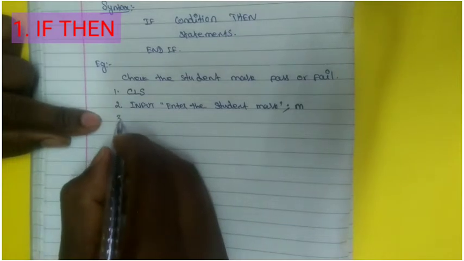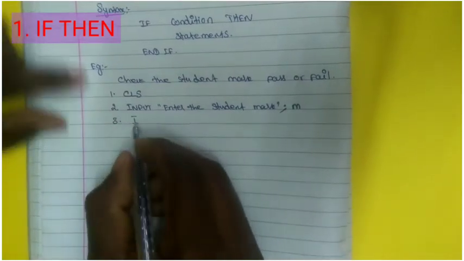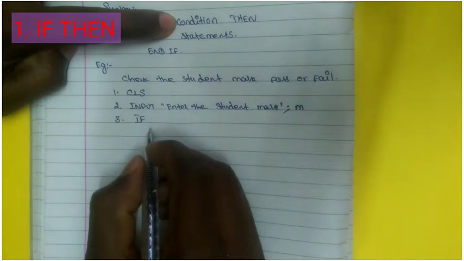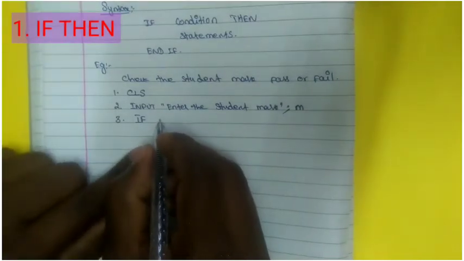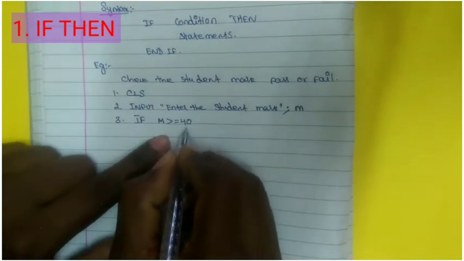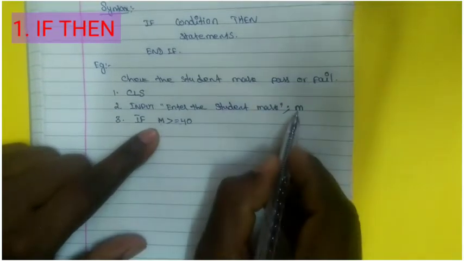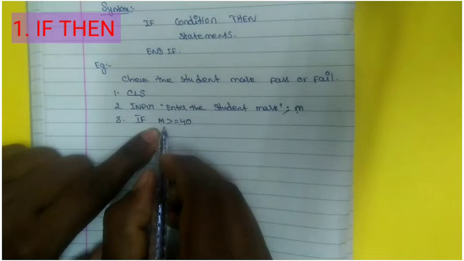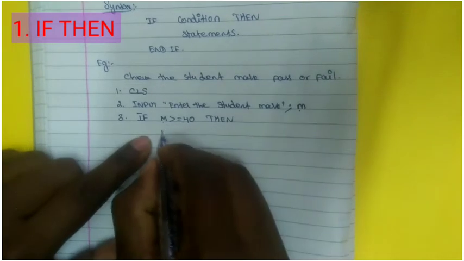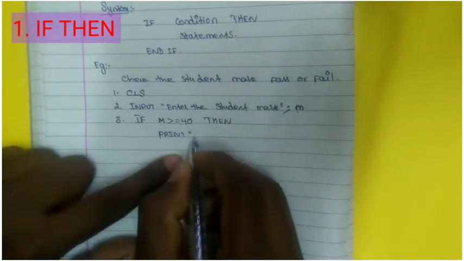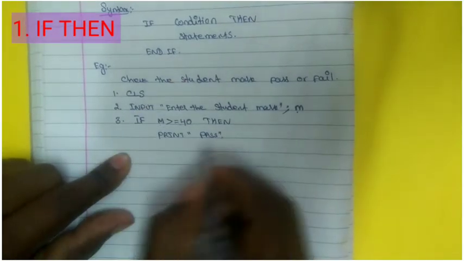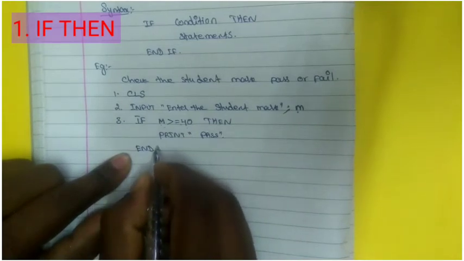Next, the third step is a condition. Because this is the if then statement, so if, next the condition. What is the condition of pass mark? The student score greater than or equal to 40. If the entered data is greater than or equal to 40, it means the student is pass. Print pass. This is the statement, and end if.